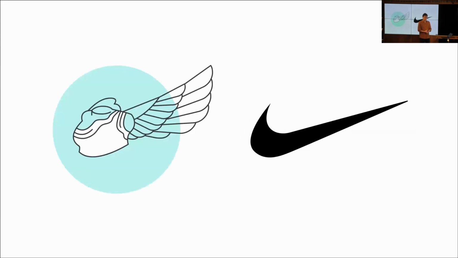So Nike, I've spoken about them a little bit today, but a lot of people don't realize that they think it's just an abstract symbol, but it's actually based off Nike, the winged goddess of victory. It's a Greek mythological character, and it's an abstracted wing.